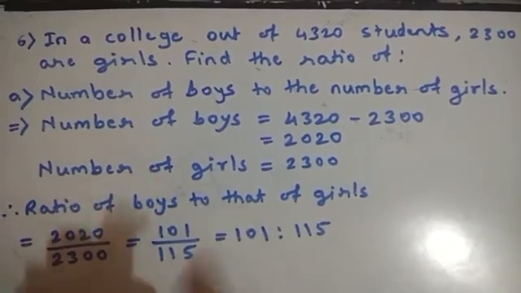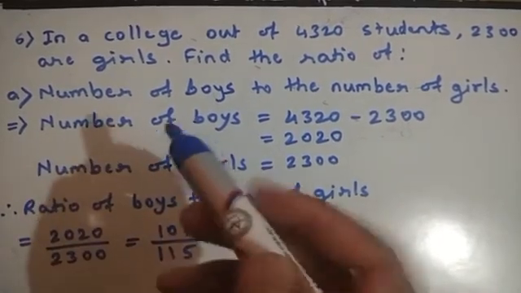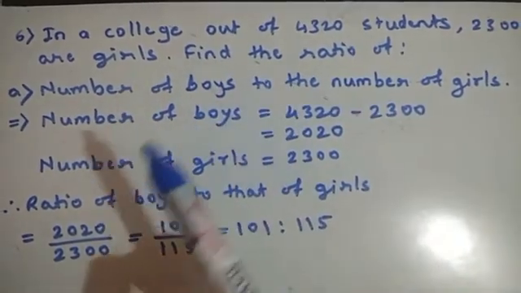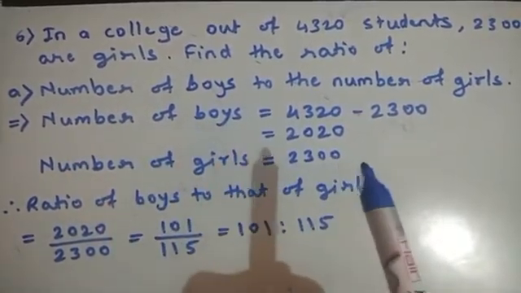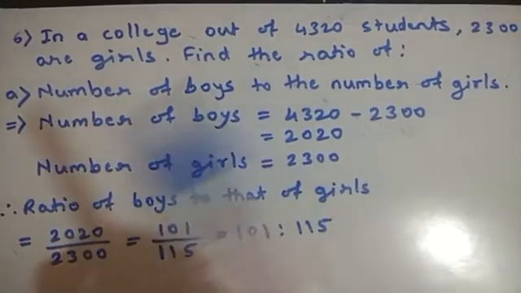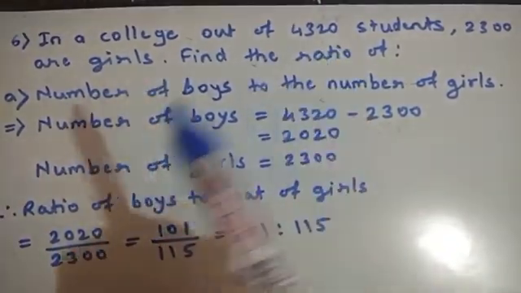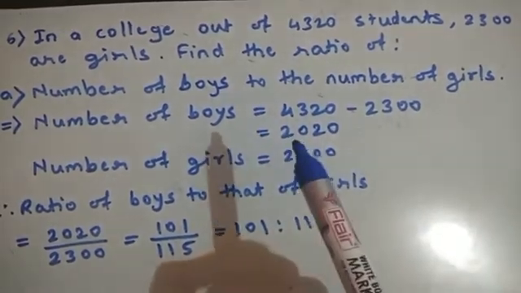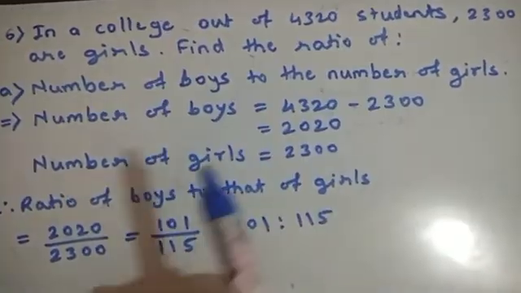One more example you can see here in the same question. The number of boys to the number of girls, we have to find the ratio. Now we know that the number of girls is 2300. The number of boys is not given, but the total number of students is given. Therefore the number of boys is equal to the total number of students minus the number of girls. Therefore the number of boys is 2020 and the number of girls we have already.